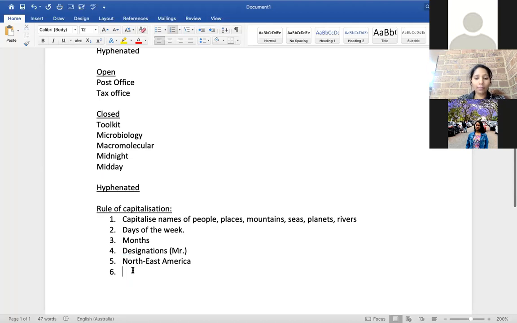You have to capitalize languages. So you will come across languages, English, Spanish, all these languages you have to capitalize. There is no need to capitalize fields of study. Suppose the sentence says physics and English, you need not write physics in capital. Physics can be in small and English in capital. Nationalities in capital, Indian, Chinese. Language names in capital.